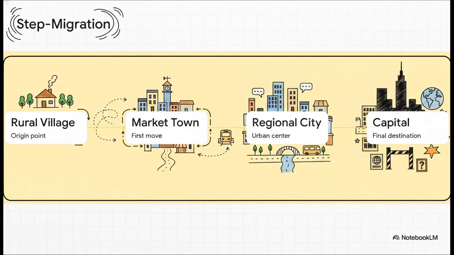One of his coolest concepts is step migration. He realized people rarely jump straight from a remote rural farm directly to a totally different country. There are just too many obstacles: transit costs, language barriers, borders. Instead, they step their way up. They go from a village to a nearby market town, then maybe a regional city, stopping at the nearest place that offers a bit more opportunity before they ever attempt a big international leap.